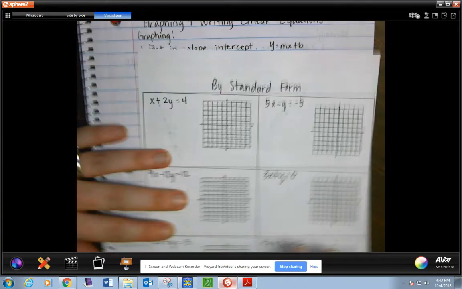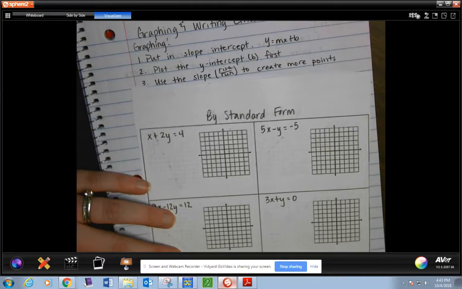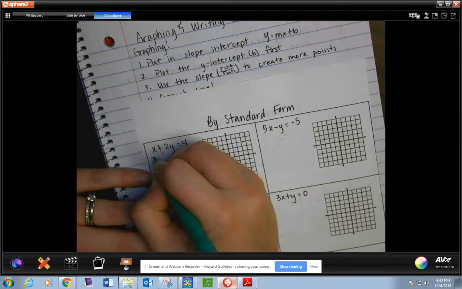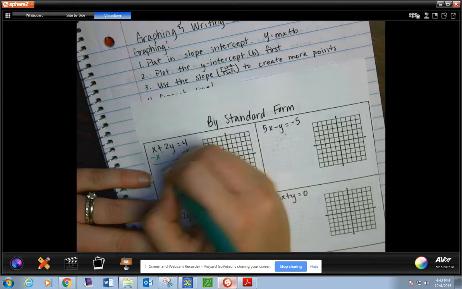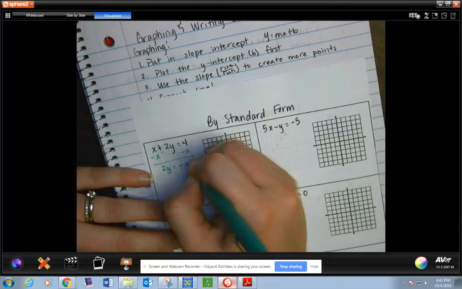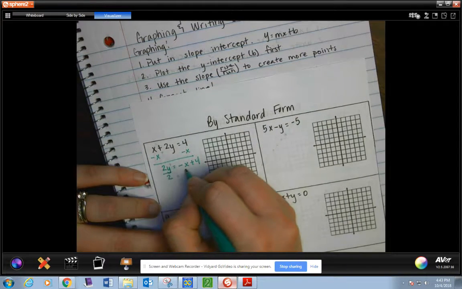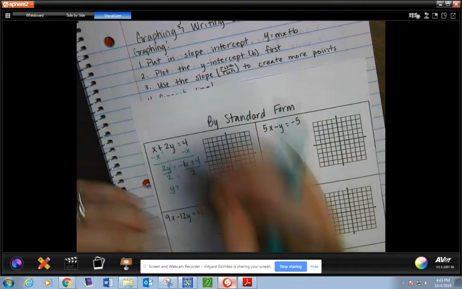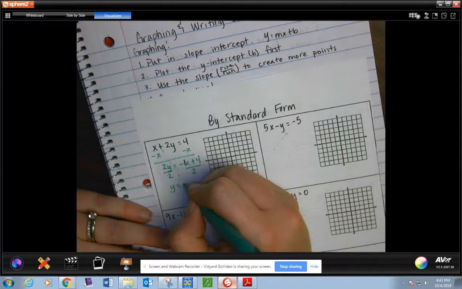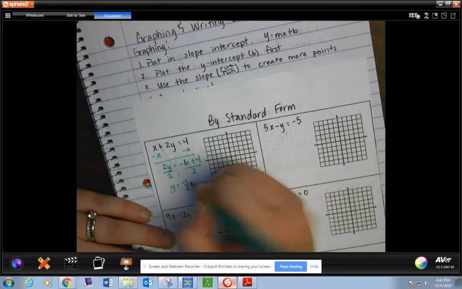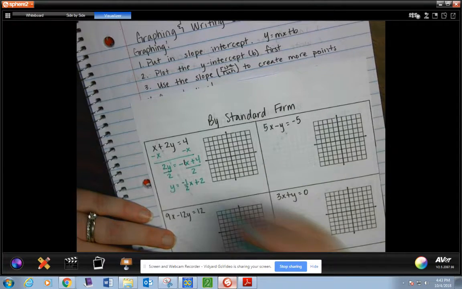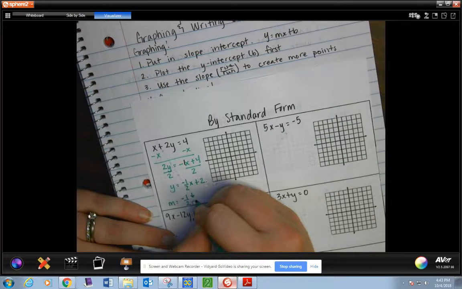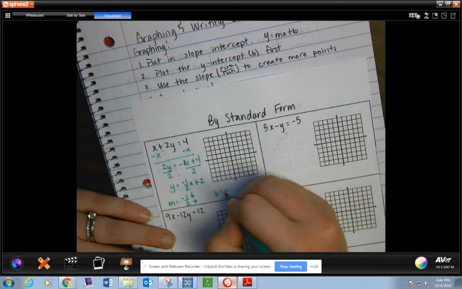Okay, on the back, the difference is they gave you standard form, so what you have to do is, step 1, put it in slope intercept. This is what we practiced the other day. So you're going to move the x by changing the sign. That gives me 2y equals -x plus 4. Divide by the number in front of y, so y equals, remember, there is a -1 here. So -1 divided by 2 is -1/2. Keep x. 4 divided by 2 is 2. My slope is now -1/2, which tells me to go down 1 and right 2. And my y-intercept is 2.